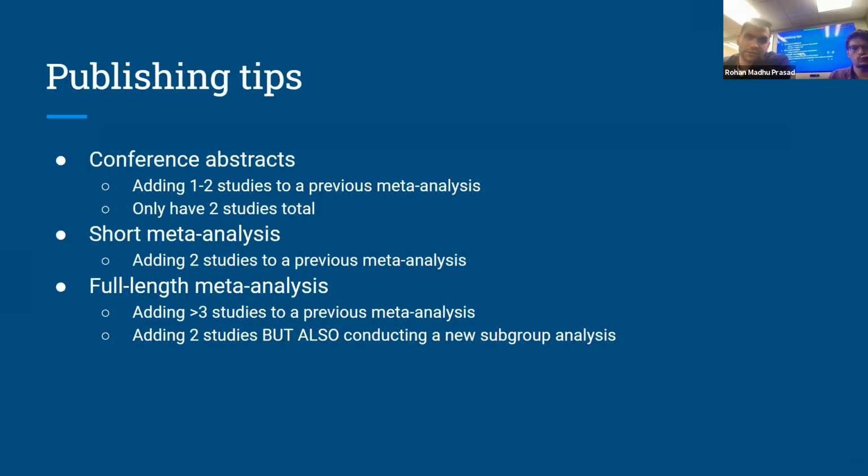If you find one, as Rohan mentioned, the publication date is different than the search date. The idea is that you want to know when they did their literature search.